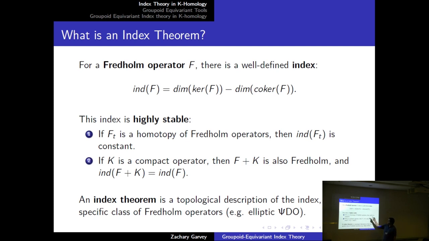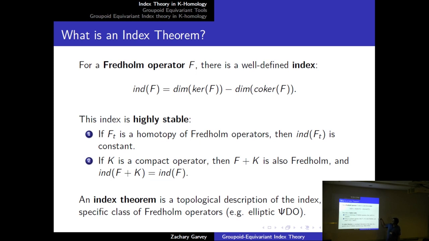So a Fredholm operator is a linear operator F, typically between Banach spaces, and it's Fredholm if its kernel and co-kernel are finite dimensional. So if they're finite dimensional, we can take the difference of their dimensions, and it's a well-defined integer for this operator. I'm reluctant to say bounded because the first example I'll give you of a Fredholm operator is not a bounded operator, so I'm just going to hold off on that.